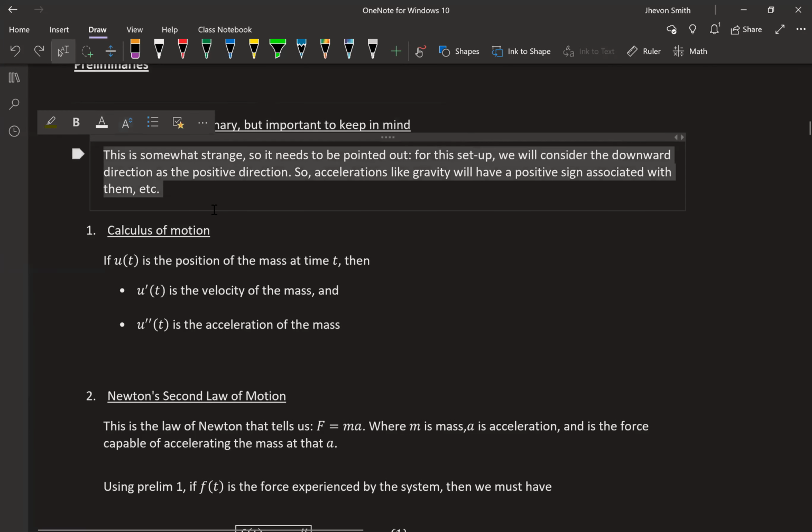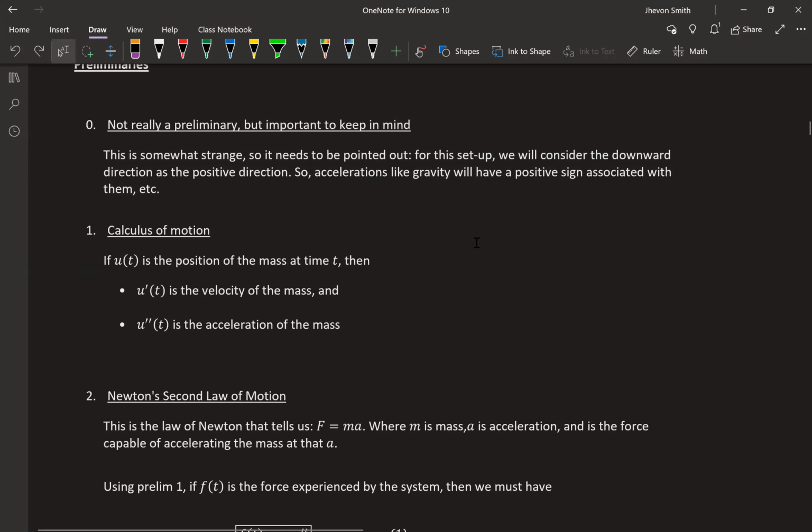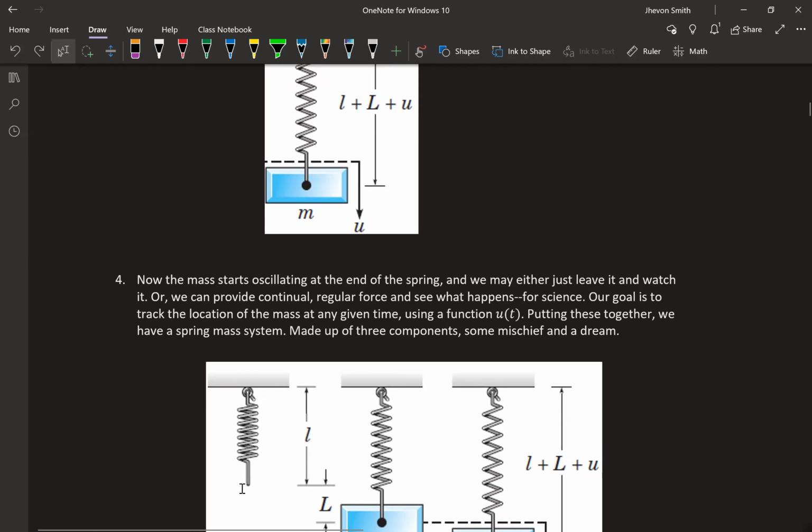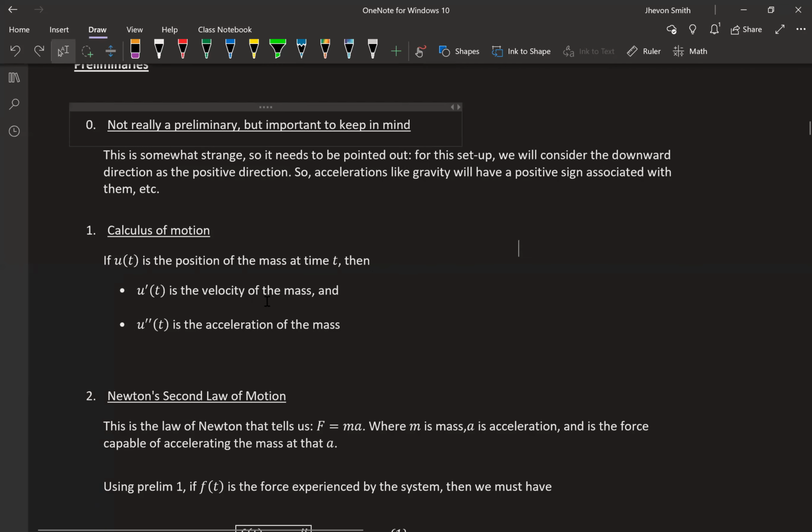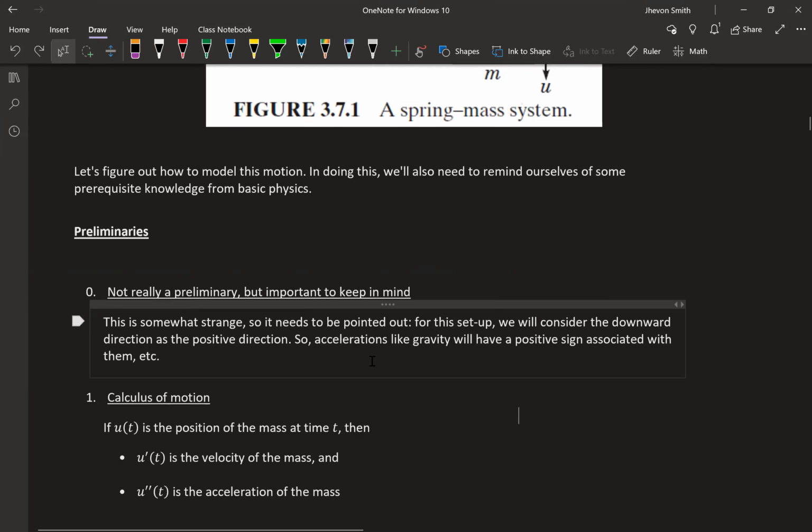One thing that is strange that I do need to point out, so this is preliminary 0, but it flies in the face of how we normally do things. For this application, we consider the downward direction to be the positive direction, which I know is weird. In most of your physics applications, you are taught that up is the positive direction and down is negative. We're flipping that on its head here because the spring is hanging from the ground. So in some perspective, the top of the spring is down here towards the bottom. And that's where the mass is going to be attached. So we just think of the downward direction as the positive direction.